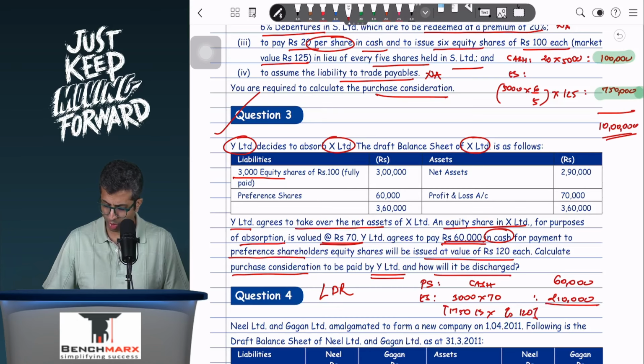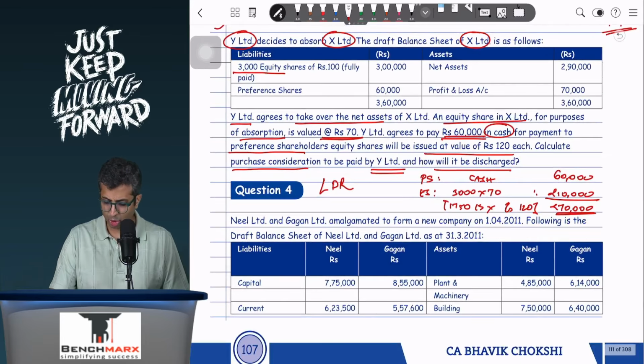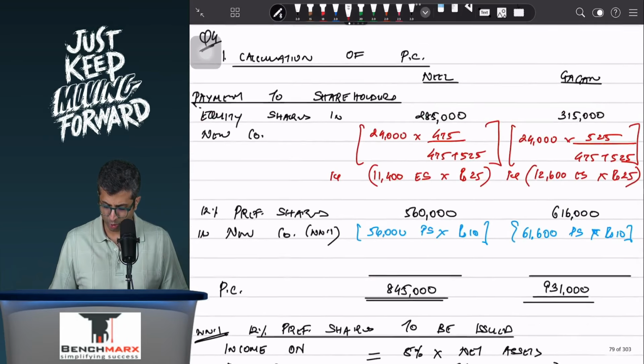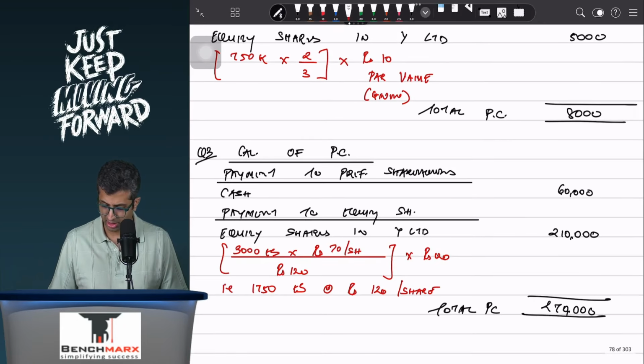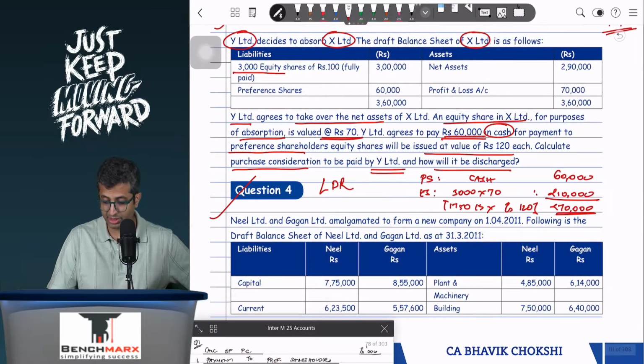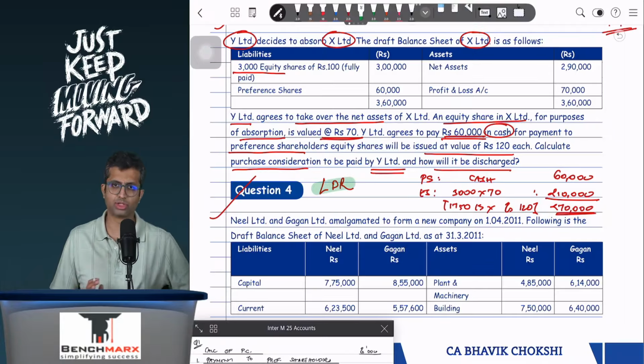And hence your total PC will be, let's say, 2,70,000. We'll just verify that once. If you look at question number 3, this is 60,000 and 2,10,000, that is 2,70,000. Okay, fairly basic problems. Now question number 4 is a last day revision question. A similar question has even come in the exam and is also there in your practice section. So we'll review question number 4.